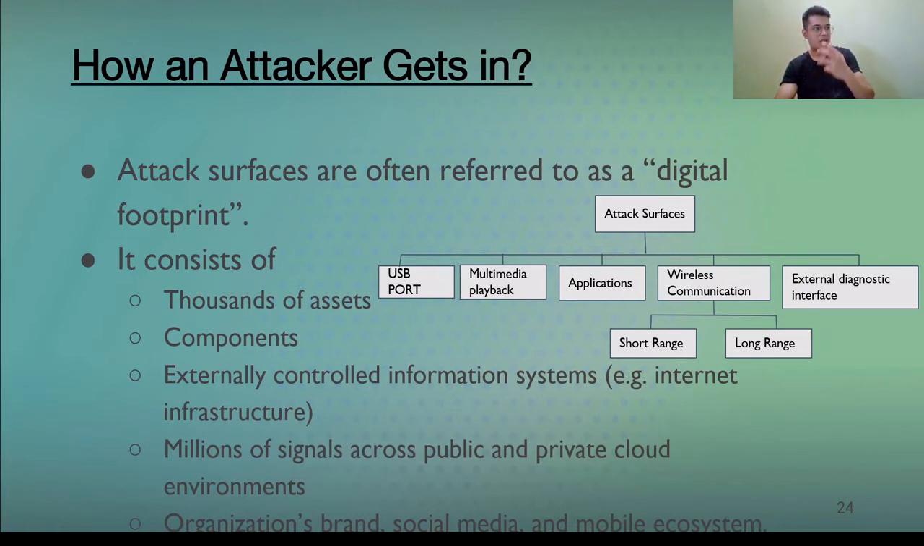It contains externally controlled information system components, like your internet infrastructure, millions of signals across public and private cloud environments, and then your organization, brand, social media, and mobile systems. It could be anything. If your attack surface is compromised, it means your security system has failed in some way.